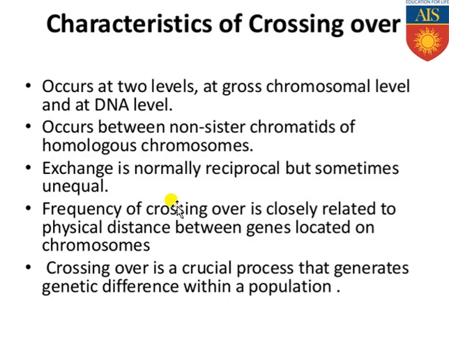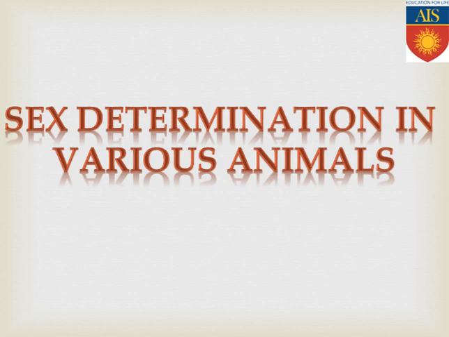Okay, crossing over is a crucial process that generates genetic differences within a population. Obviously, if crossing over is not there, the variations cannot come. So for that reason, in the asexual mode of reproduction, there is no crossing over, there is no recombination, and for that reason no variation comes. But in the sexual mode of reproduction, the gamete cells are produced, and during gamete production the crossing over takes place, and for that reason the variations also come. So these are the characteristics of crossing over whatever I have discussed.